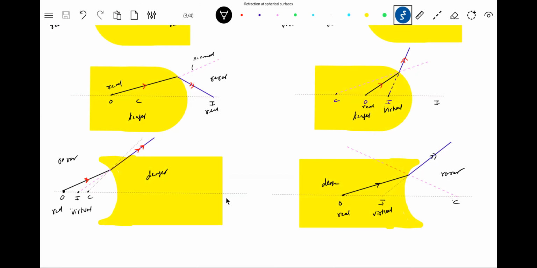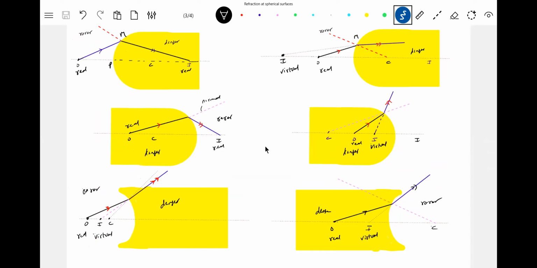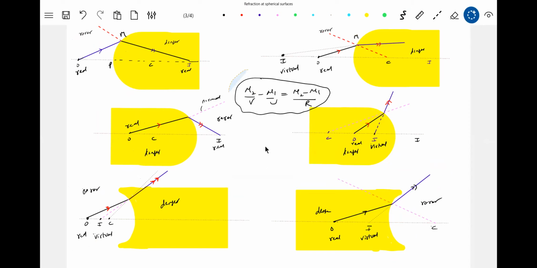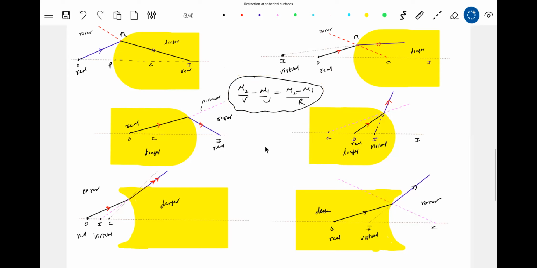Okay, now in all the cases, is this formula applicable? The formula we derived in the previous section is very much readily applicable. You just have to use that formula here. So mu2 by v minus mu1 by u equal to mu2 minus mu1 by r. This is the formula which is applicable for all these situations. There is no limitation of this particular formula that it is applicable here, it is not applicable here.